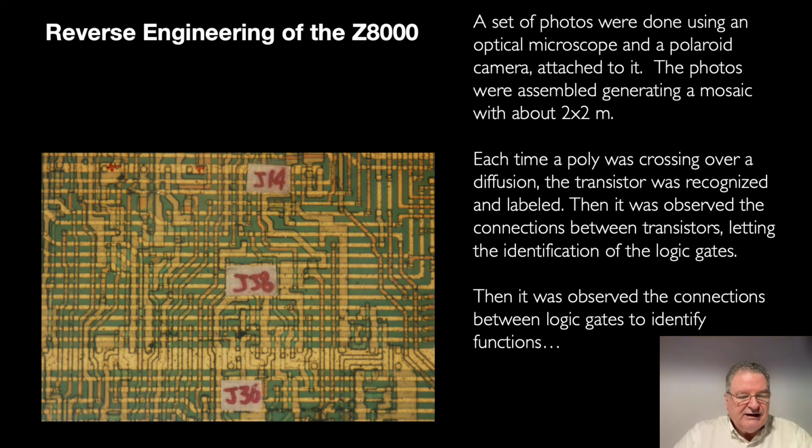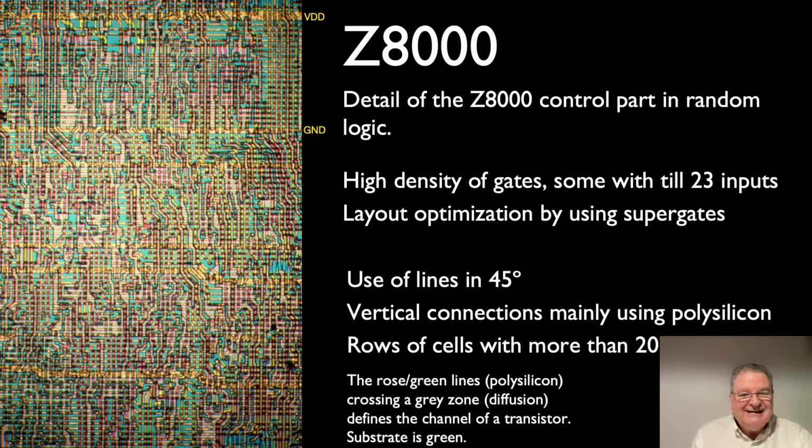Then also using a lens, I was able to identify when there was a polysilicon crossing a diffusion. When a transistor was recognized, it was labeled. Then the connections between these transistors were observed, letting the identification of the logic gates, and then the connection between logic gates to identify functions and so on. It was a very nice experience where I was able to see a lot of things that were not available anywhere else.